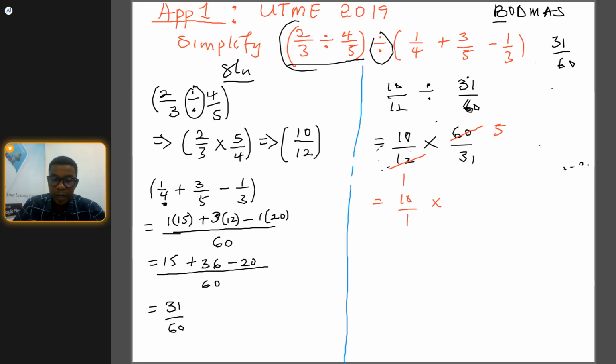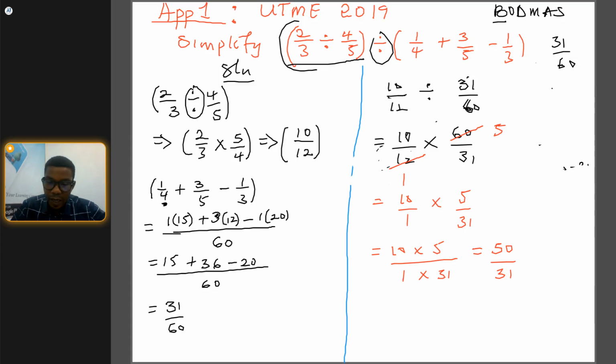So we are left with 10/1 multiplied by 5/31. And there's no other value we can still divide. So we are free to multiply: 10 multiplied by 5 will be 50, over 1 multiplied by 31 will be 31.